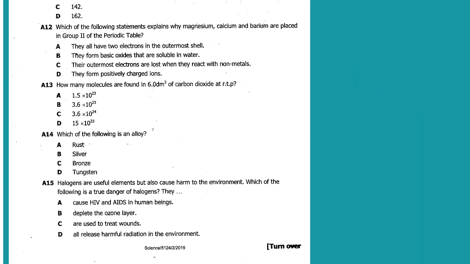15. Halogens are useful elements, but also cause harm to the environment. Which of the following is a true danger of halogens? Our answer is B, deplete the ozone layer.